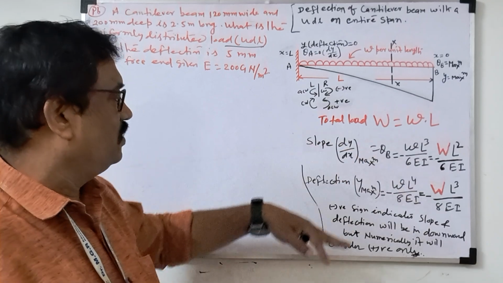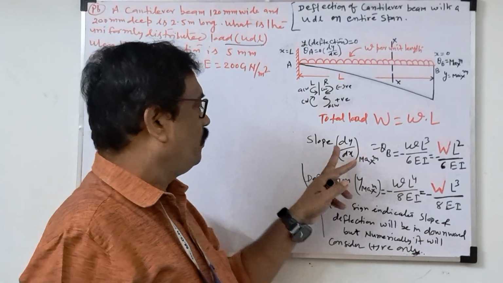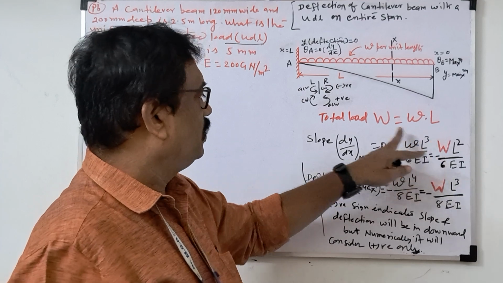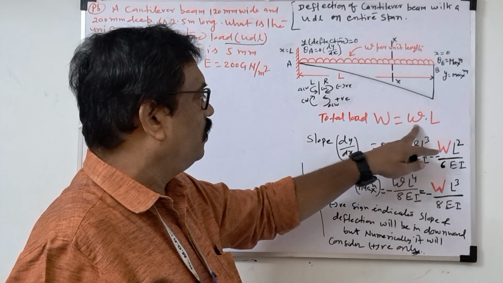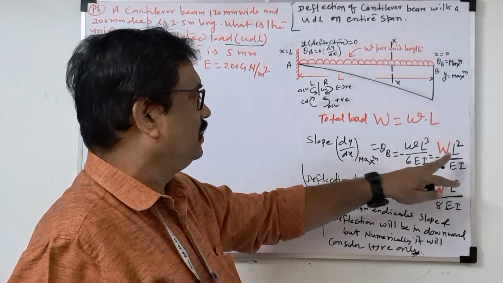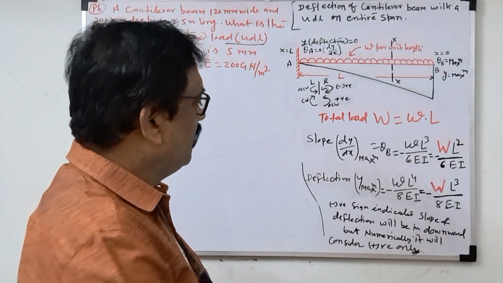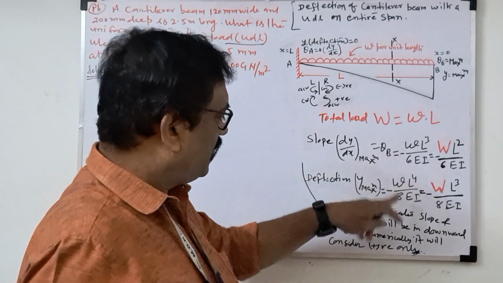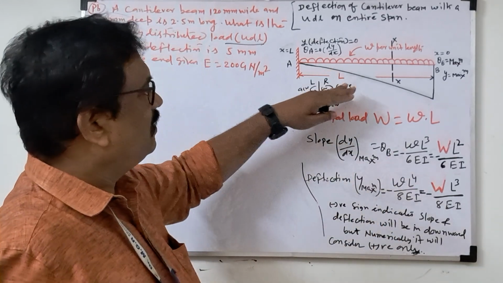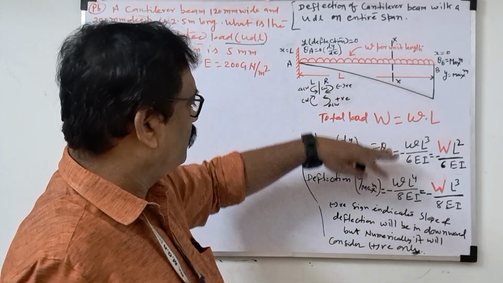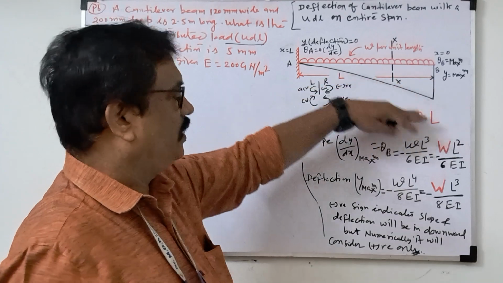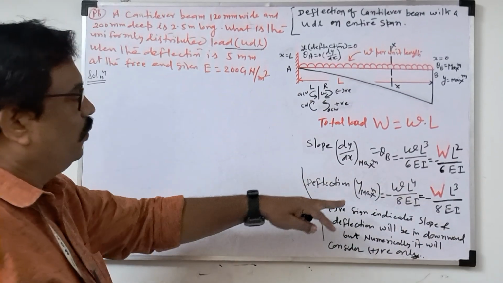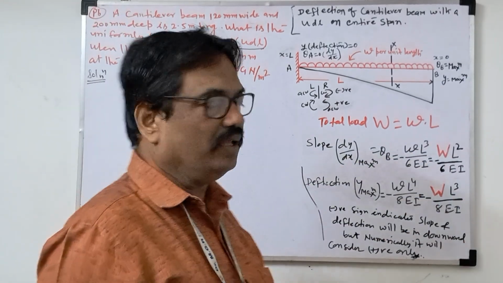We derived this equation in the previous video. We got the slope as WL cube by 6EI, or if you take the total load, that is UDL load into length, so wL square by 6EI. Similarly, we got the deflection as WL cube by 8EI. The negative sign indicates deflection and slope will be in the downward direction. I wrote downward here, but numerically, when we solve a question, we write the positive value in the formula.